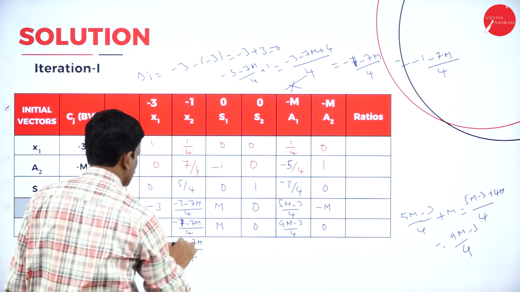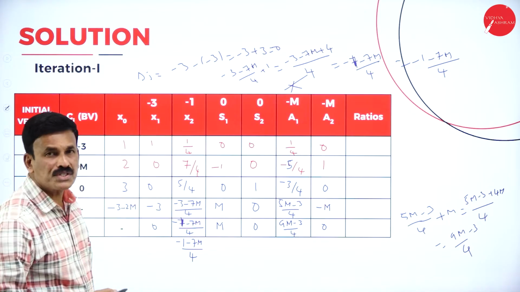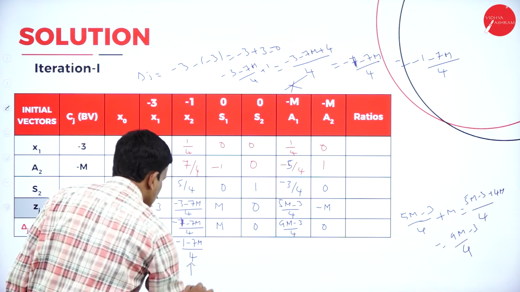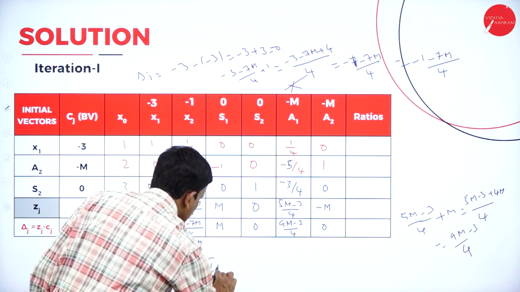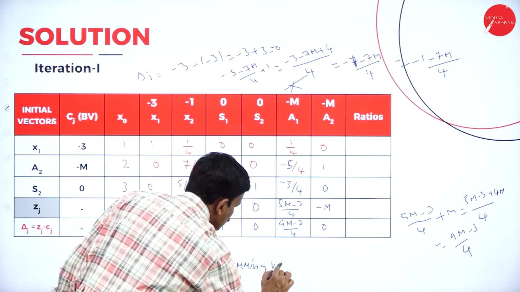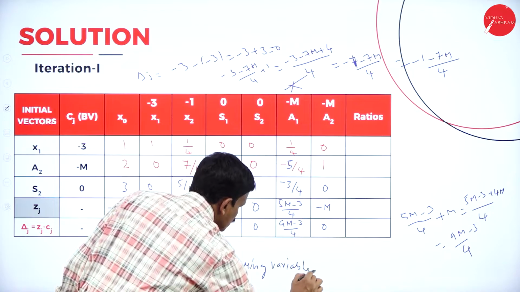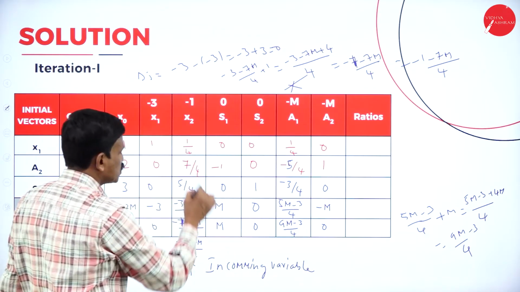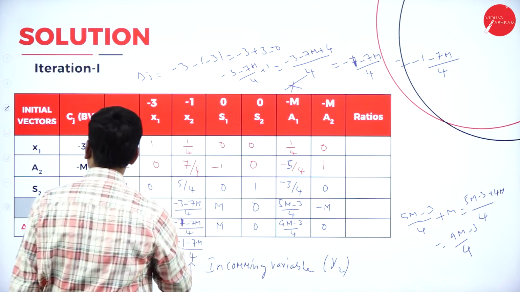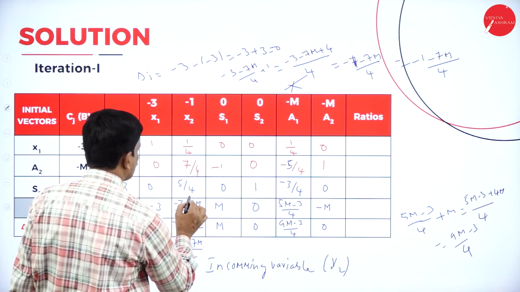Okay, right. Now identify the most negative m value. Here, this is the most negative m value. Therefore, this is the incoming variable. So here x2 is the incoming variable. Now just find out the key value. This is the key row.